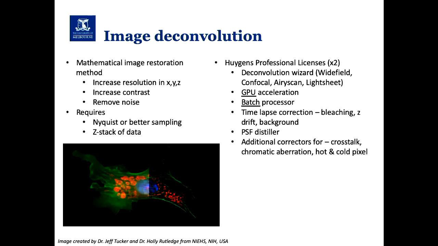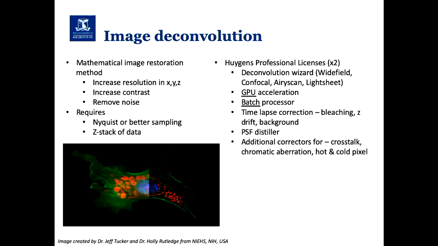We have 2 licenses for something called Huygens, one here in the medical building and one based down at Bi-21. The nice thing with this software is it has deconvolution wizards which take you through each of the steps. We can do that for wide field, for confocal, for area scan, which we'll cover in a few slides' time, and also for light sheet data. Because the data sets can be fairly large, we have GPU acceleration, so it does all of the compute on the GPU rather than the CPU.